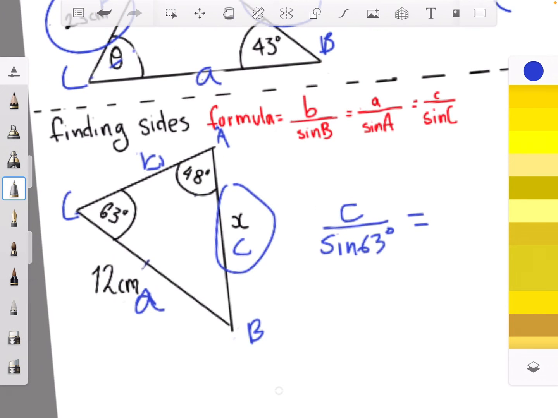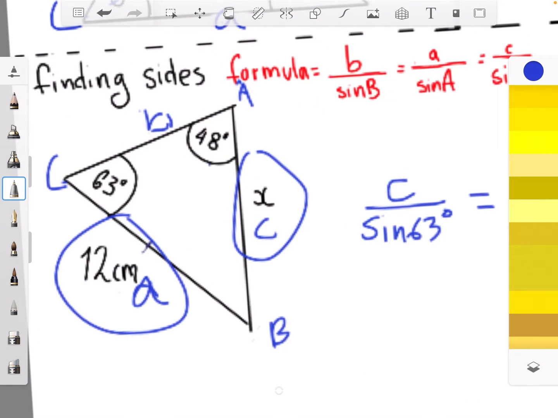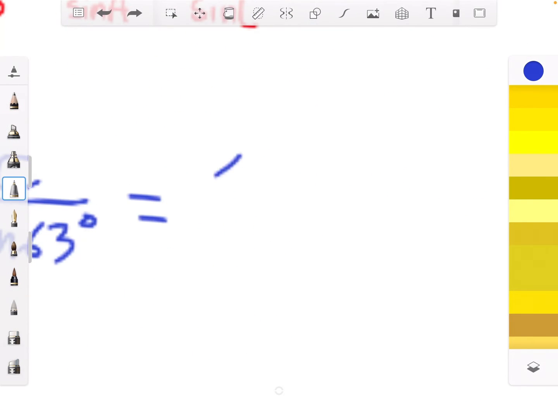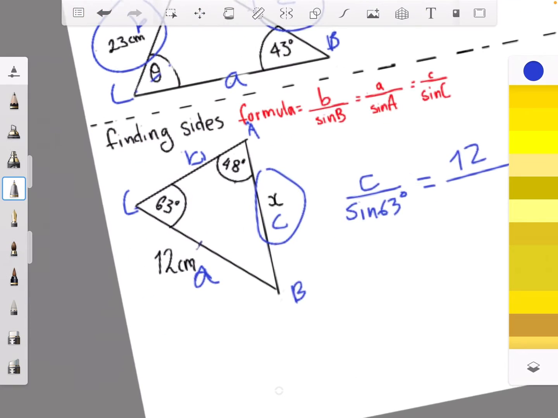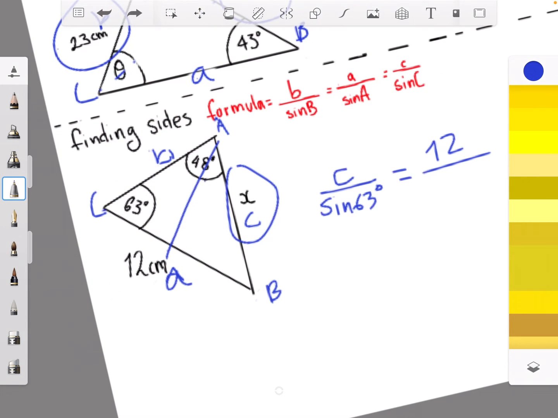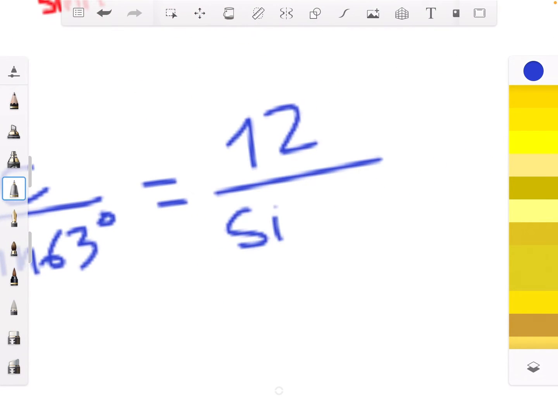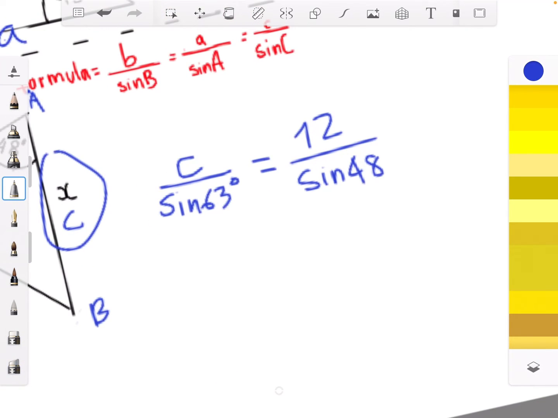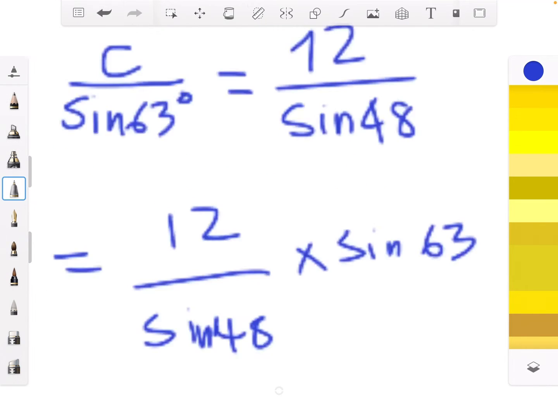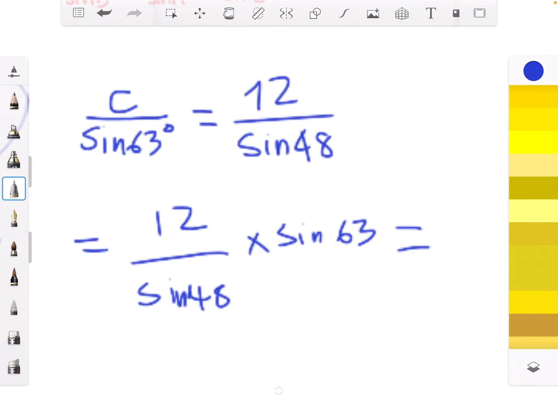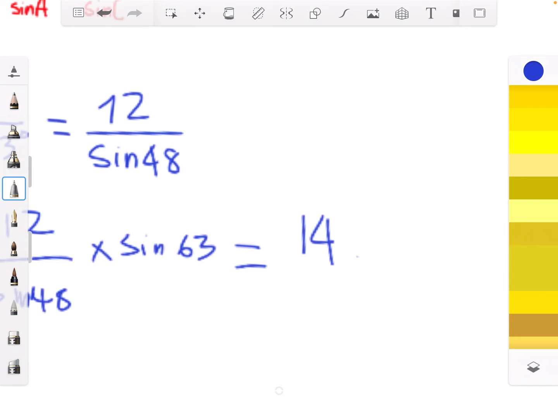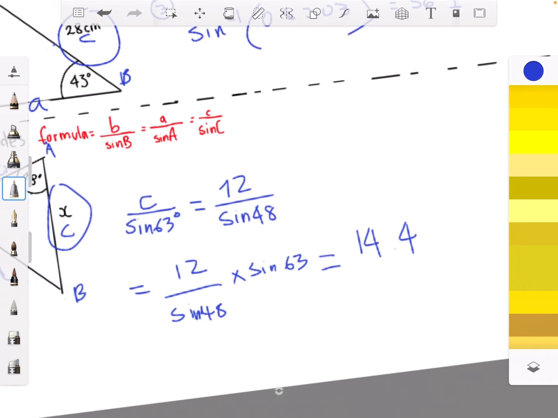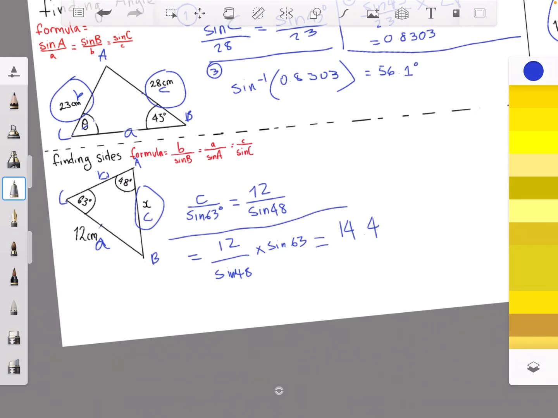Equals the other length that you're given, which in this case is 12. So 12 over sine 48. Again, you multiply this side by this side. So your answer is going to be 14.4. And you don't have to put this into the calculator. You only have 2 steps.